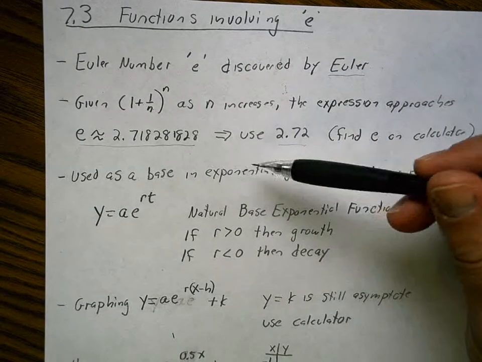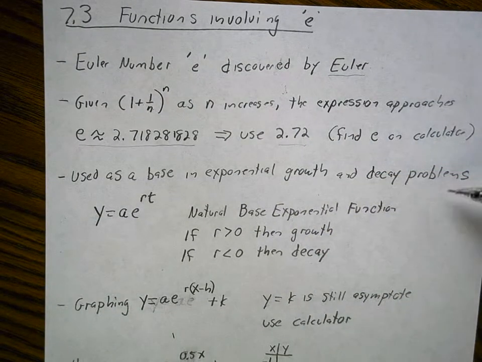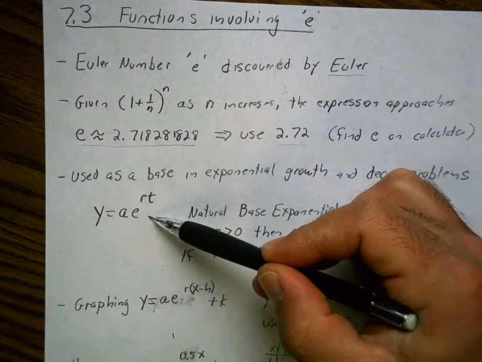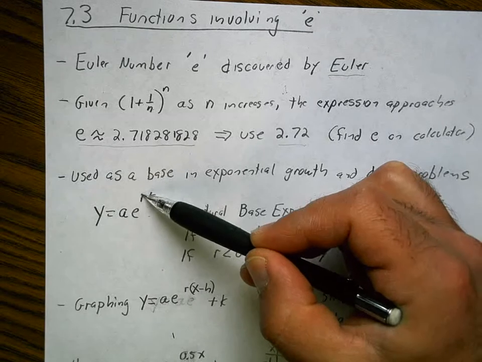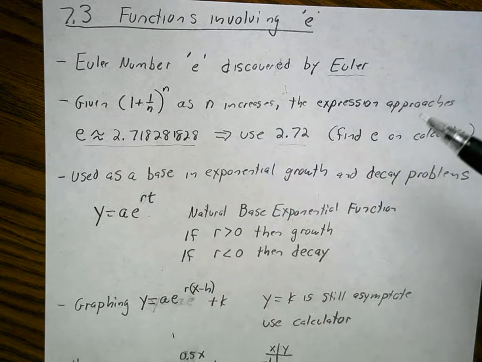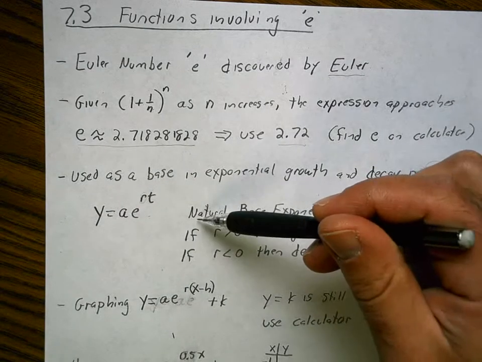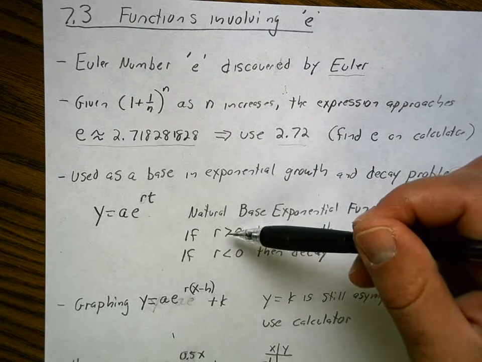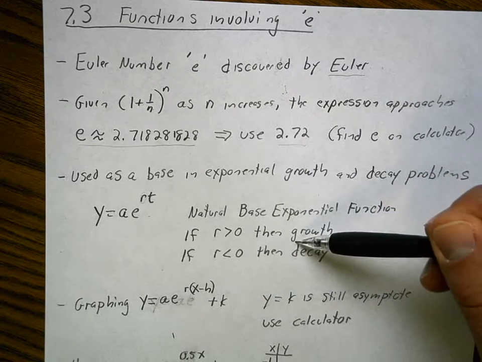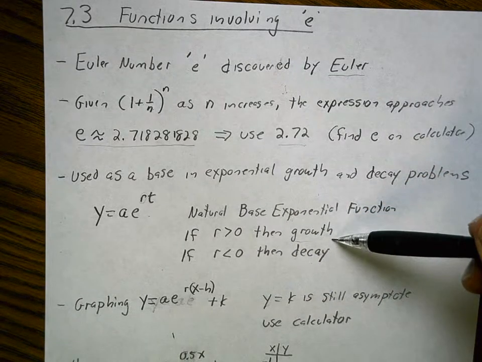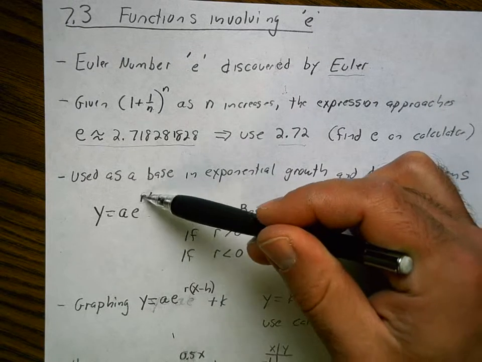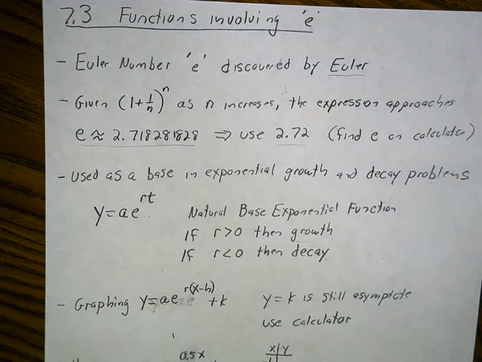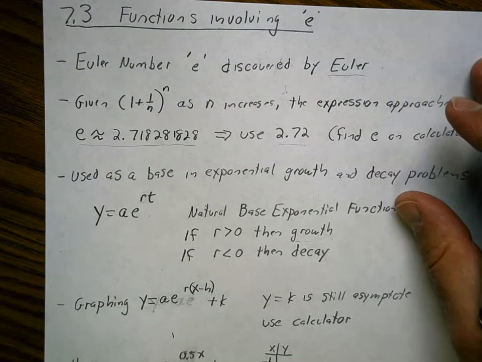It's also used as a base often in exponential growth and decay problems. So the general form will look like this: A e to the rt. r is my rate, A is my initial amount. If r is greater than 0, then we have exponential growth. If r is less than 0, we have exponential decay. So that's what we're looking at in this situation to determine whether we have growth or decay.